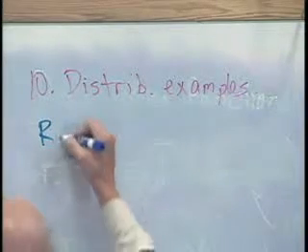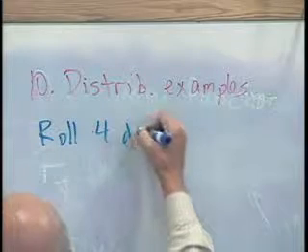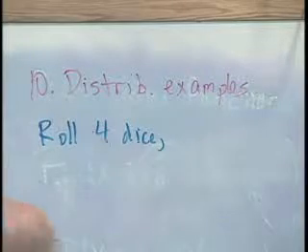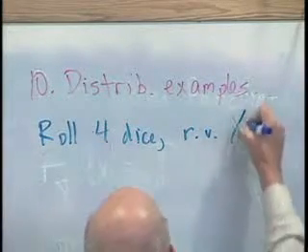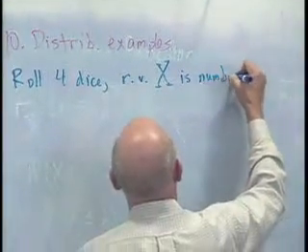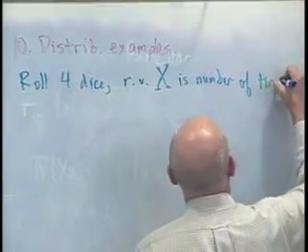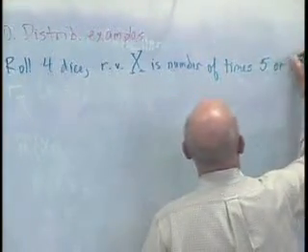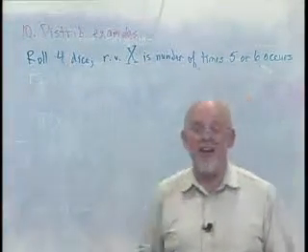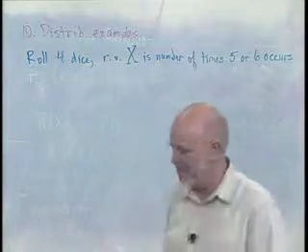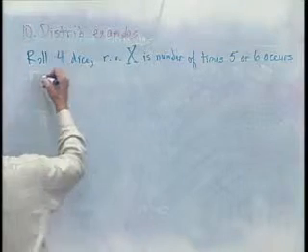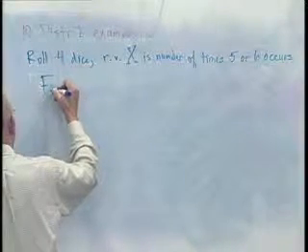That good? Yeah. Okay. We'll roll 4 dice. And the random variable, capital X, is the number of times 5 or 6 occurs. So basically, we're interested in an event that occurs with a probability of 1/3. Let me get this started, and you can look at the outline for the complete details.